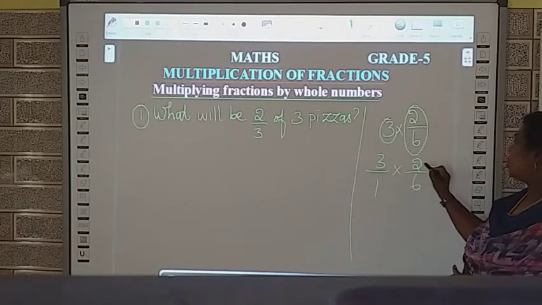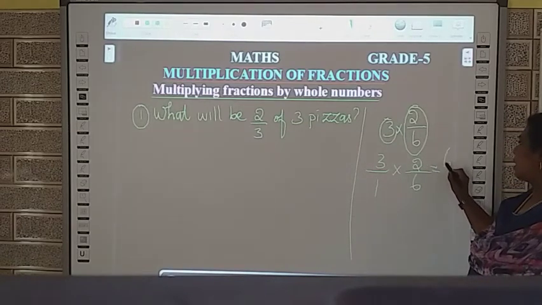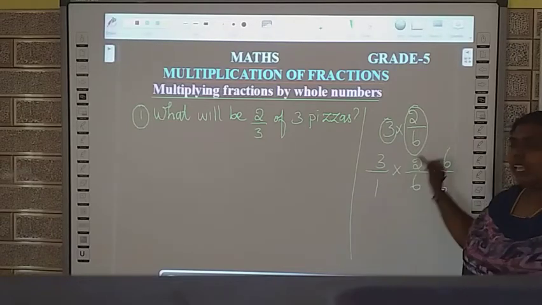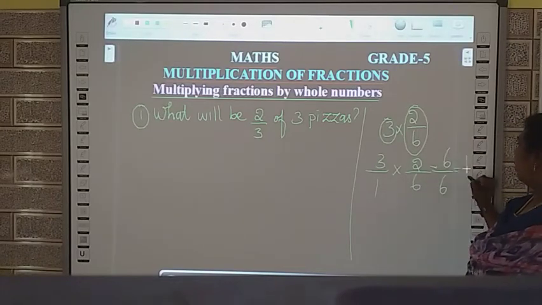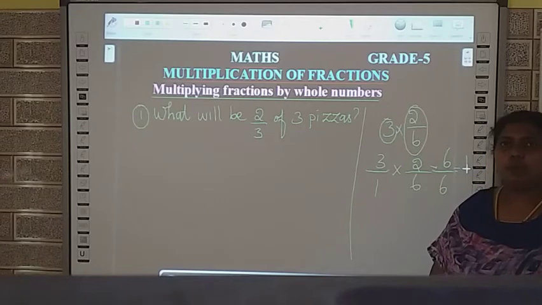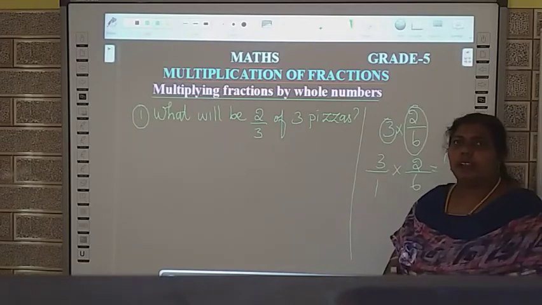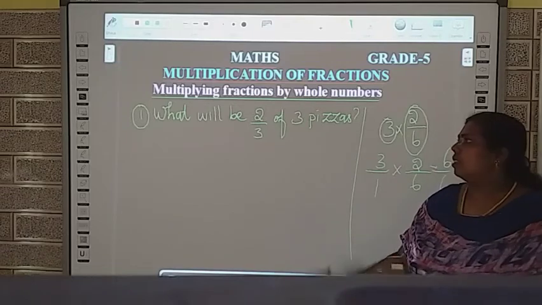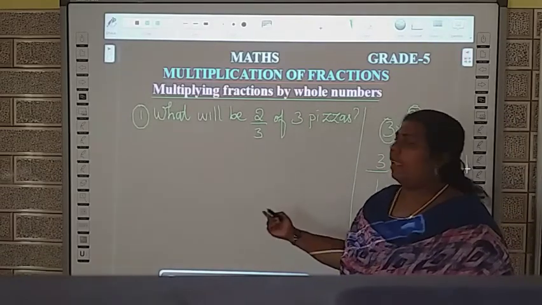Okay, 3 times 2 is how much? 6. Then 1 times 6 is 6. So if you divide the same number, what will we get? We will get the answer 1. Now do you understand how to multiply fractions by whole numbers? See the example. Now we are going to see the example.